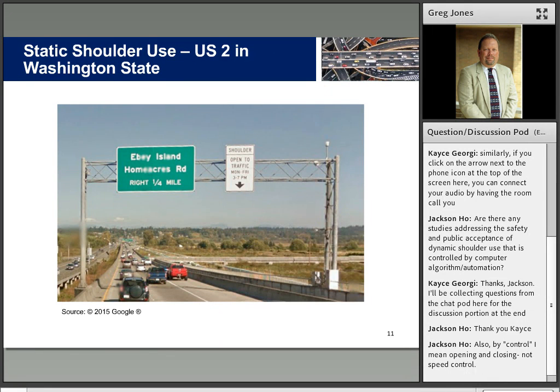This is a static shoulder use on US 2 in the state of Washington, just north of Seattle. And this particular facility, if you can see the sign on the right, says that it's open Monday through Friday, 3 to 7. And again, that's based upon historic conditions of when they have traffic congestion on this facility. But since it's been open, it's shown a tremendous improvement in the congested conditions on US 2 and the adjacent freeway on I-5.